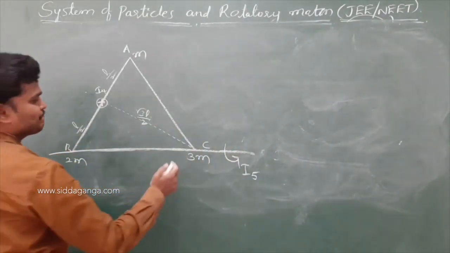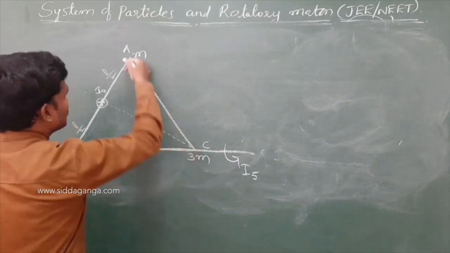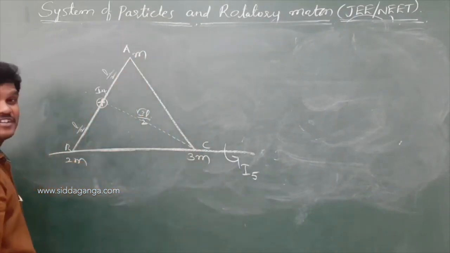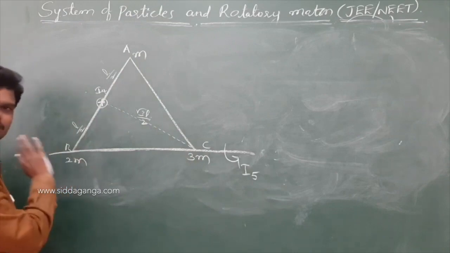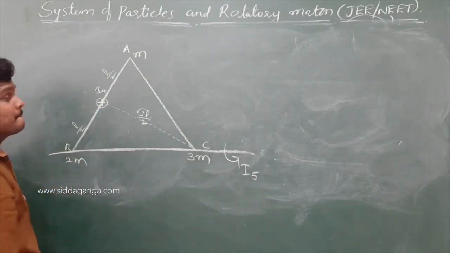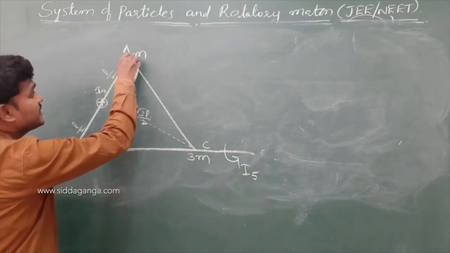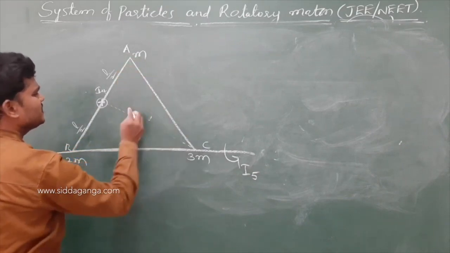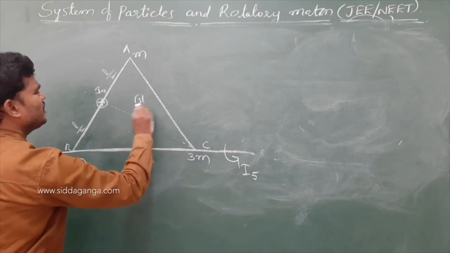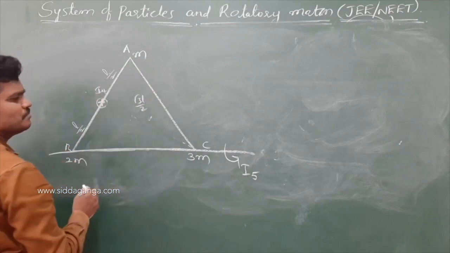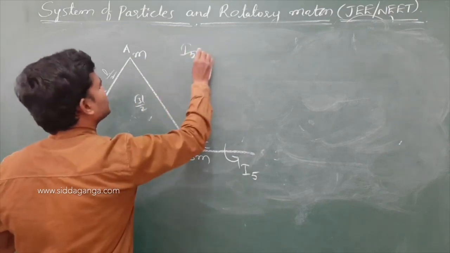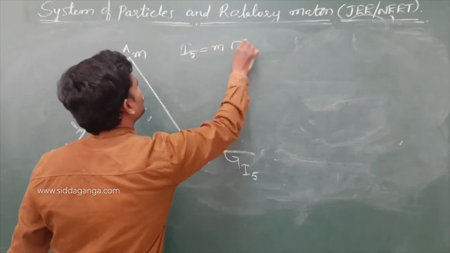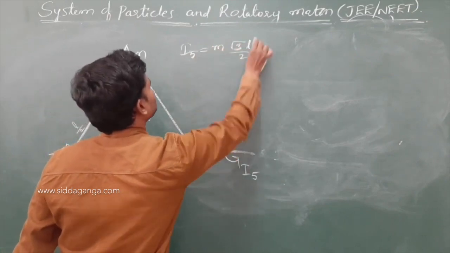About this means only this. Due to 3m, there is no moment of inertia. Due to 2m, there is no moment of inertia. But due to m, yes, it is at what distance? It is at what distance now? Again, same, so root 3 L by 2. What is I5? I5 is a direct value: m into (root 3 L by 2) square.